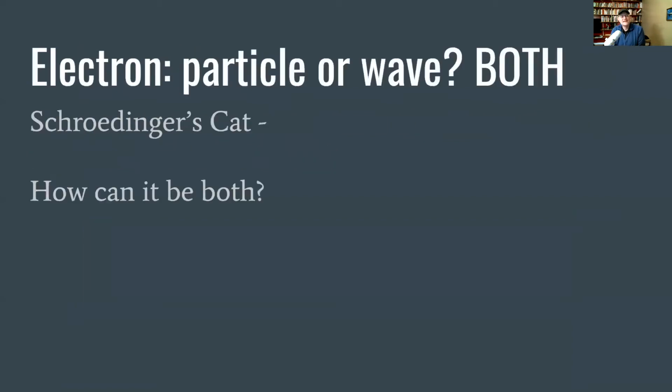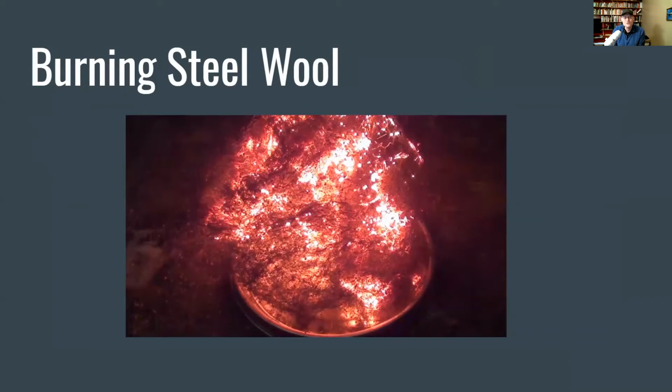So back to that entire idea of particle or wave or both. I know that the textbook and many other people end up talking about Schrodinger's cat. Is the cat both alive and dead? How can it be both? You know, there's that entire discussion, and you're more than welcome to look those things up. There's all sorts of stuff online about that. What I'm going to do instead is, of course, take a slight tangent and talk about burning steel wool.